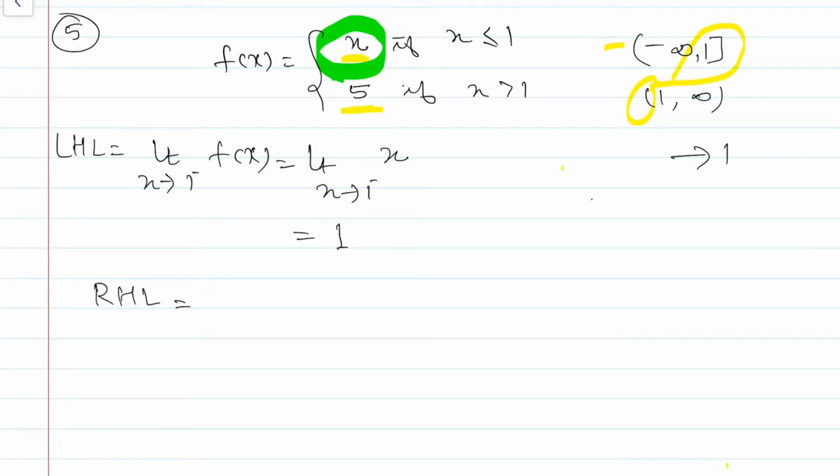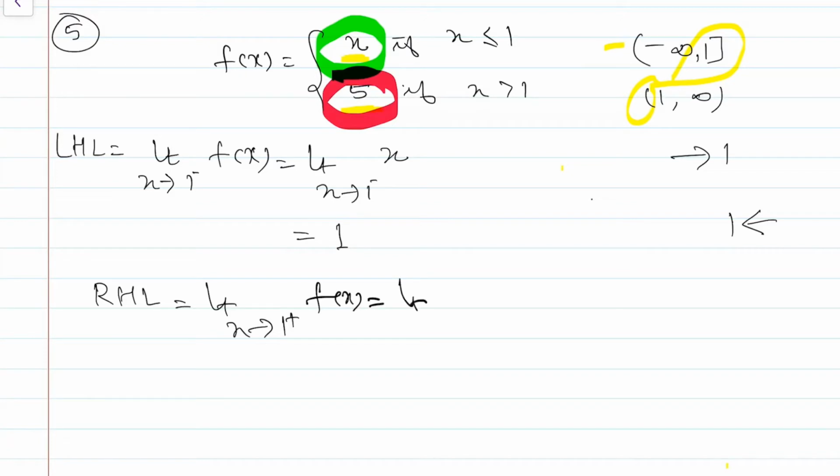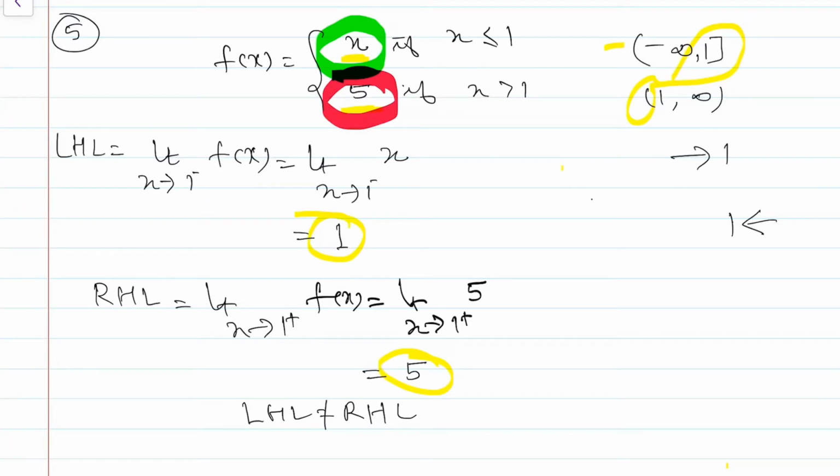Now we'll find the right hand limit. Limit x tends to 1 plus means that we are approaching 1 from the right side. In this case, we'll use this definition. f(x), limit x tends to 1 plus, this value is 5. Now LHL is not equal to RHL in this case. Left limit is plus 1 and right limit is plus 5. Both are different. So it means that at this point the limit is not defined.